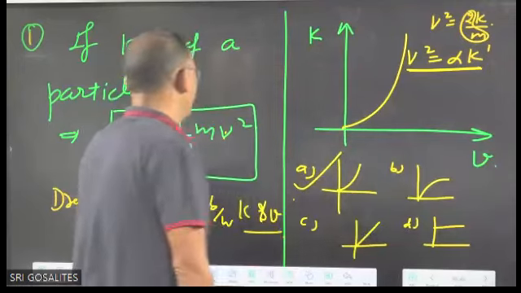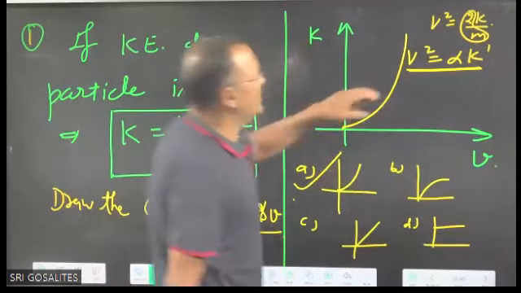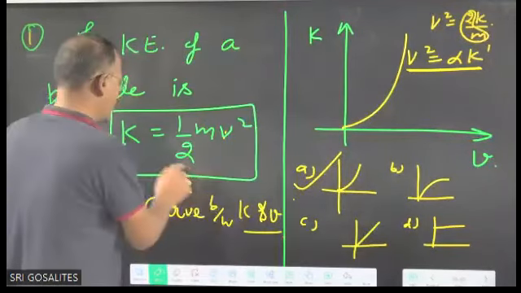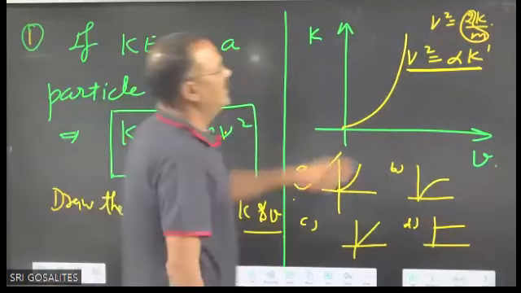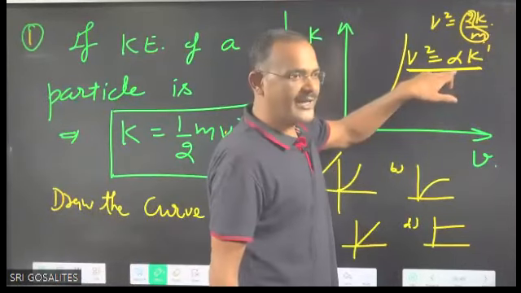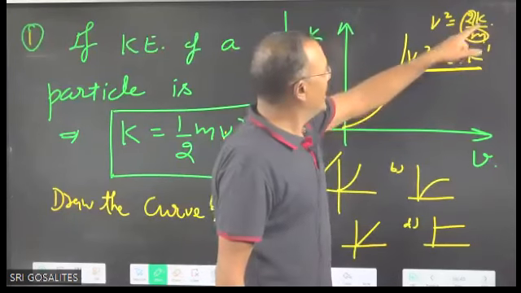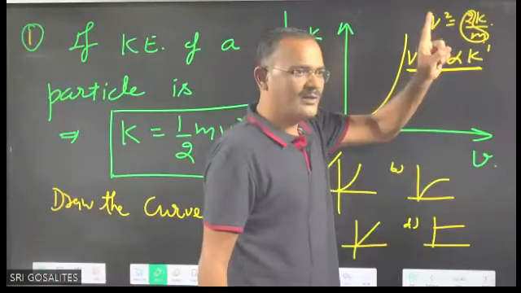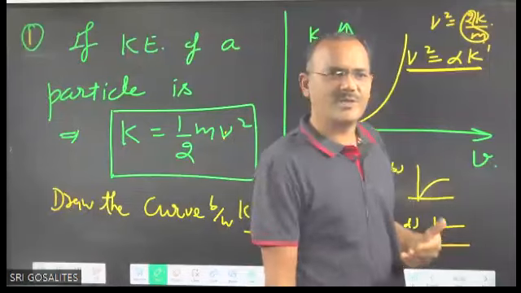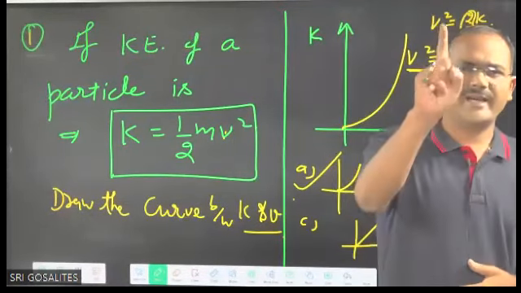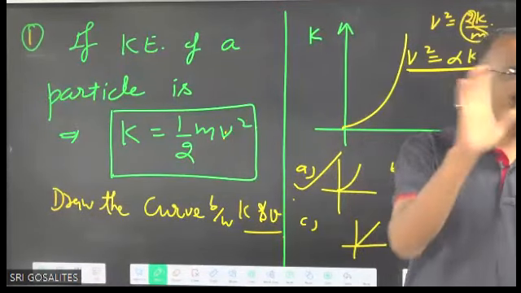Arre bhai, kinetic energy, no? So kinetic energy, I got v square as 2k by m. 2 by m I assume as alpha, a constant. The power of k will remain 1. And parabola is symmetric to which variable? Which is having the order 1. Order means power, which is 1.